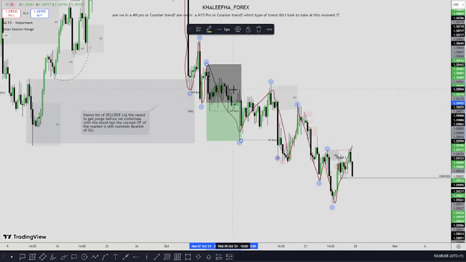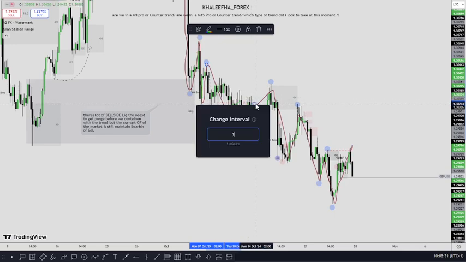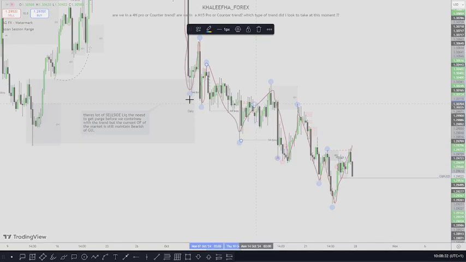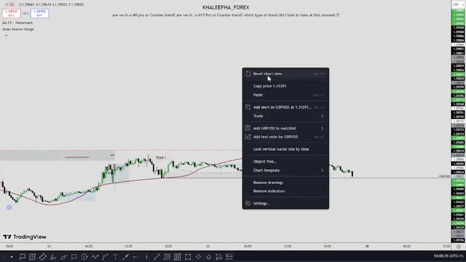You will see the market mitigated the 50% of that leg. Of course, the market mitigated this zone, which is the premium and discount leg. This is the premium leg and this is the discount leg. In order for me to take a long position, I'm going to take it from here. In order for me to take a short position, I'm going to take it from here. That is why I'm using this premium and discount array, to show me where I'm going to take a long position.